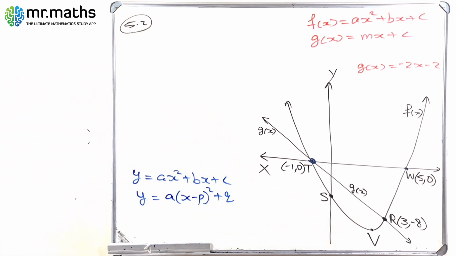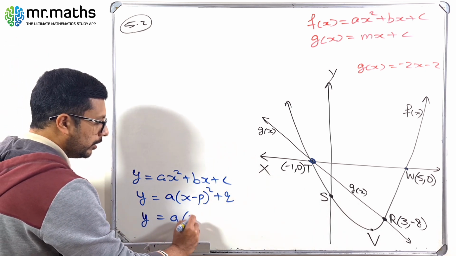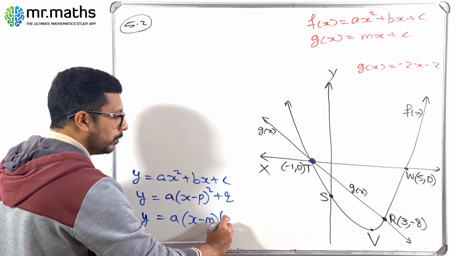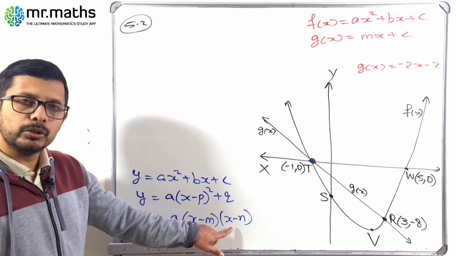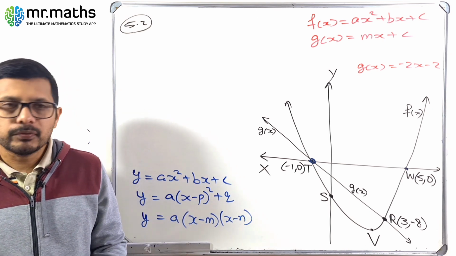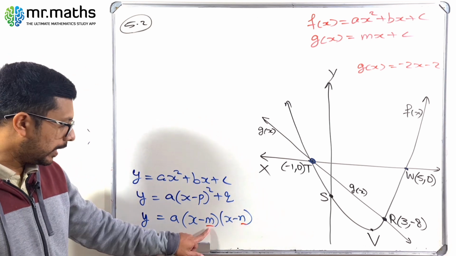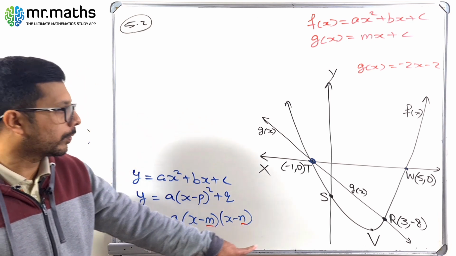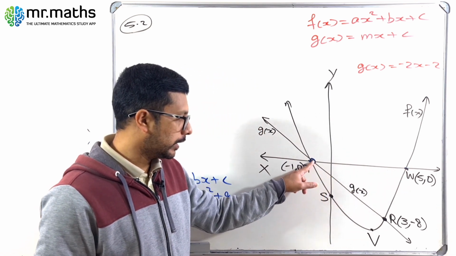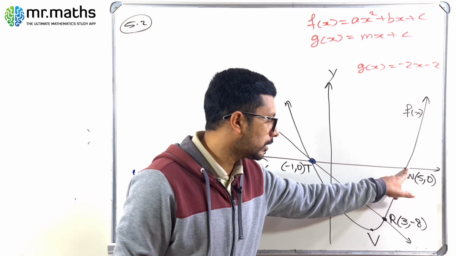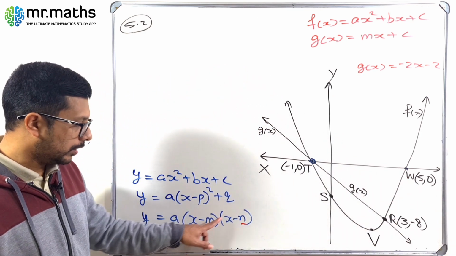And what is the third formula that you studied? y = a into (x minus m) into (x minus n). That is the third formula. Here, what are the values of m and n? How can you find the values of m and n? The m and n in this formula stand for the x-intercept points of that graph. Here the x-intercepts are -1 and 5. So the values of m and n are -1 and 5.